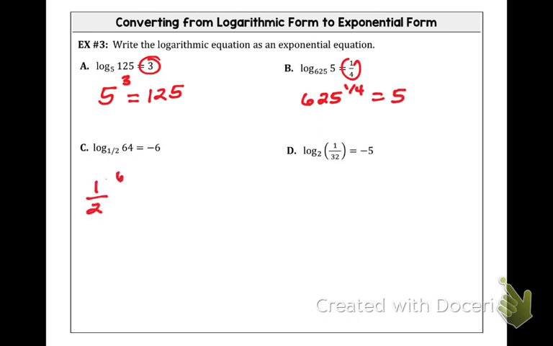1/2 to the -6, put this in parentheses, is equal to 64. And 2 to the -5 is equal to 1 over 32. So make sure you can do those transformations back and forth.